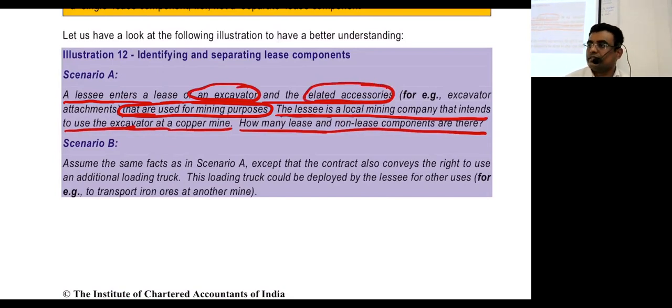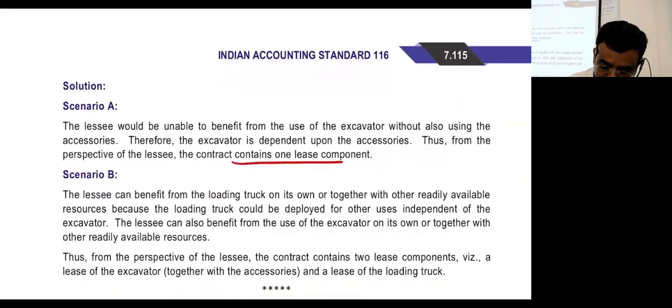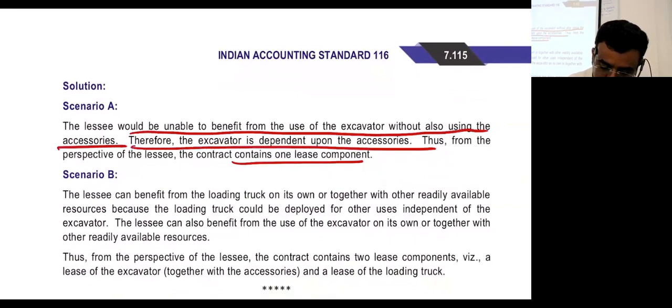Related accessories. Okay, these are the items. I'm not telling that these are two different leases. It is dependent. How, very clear?